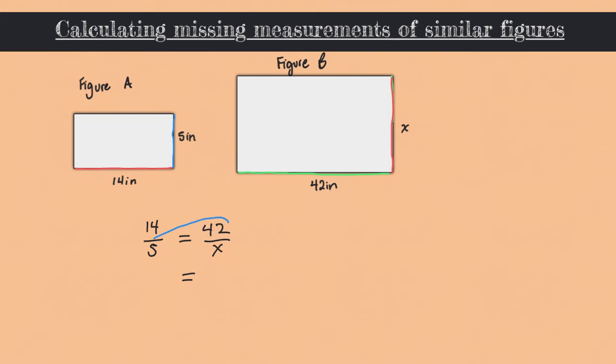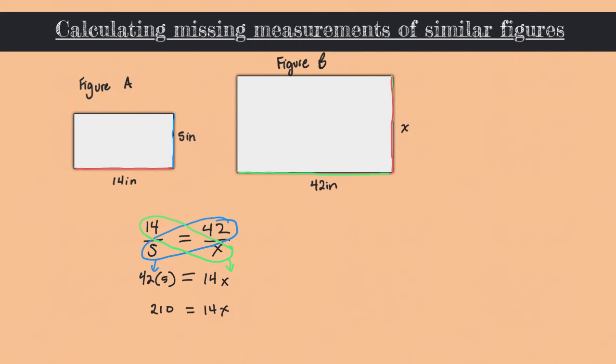Okay, so you're going to keep your equal sign, that stays the same, and the product of your diagonals are equal. So my first diagonal is 42 times 5, and that is equal to my second diagonal, which is 14 times x, which is simply 14x. Now 42 times 5 can be simplified a little bit more, and that's going to be 210 is equal to 14x.